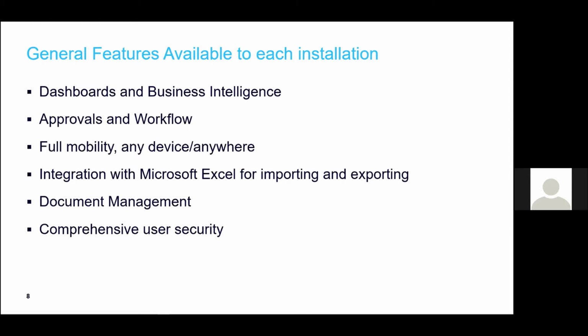You can also search for documents, check them in and check them out, and record document history that way. And then comprehensive user security. What I mean by comprehensive user security is that most ERP systems have a level of security where you can prevent a user from getting into a particular screen. However, Acumatica takes it a step further, where you can absolutely prevent somebody from seeing certain data.